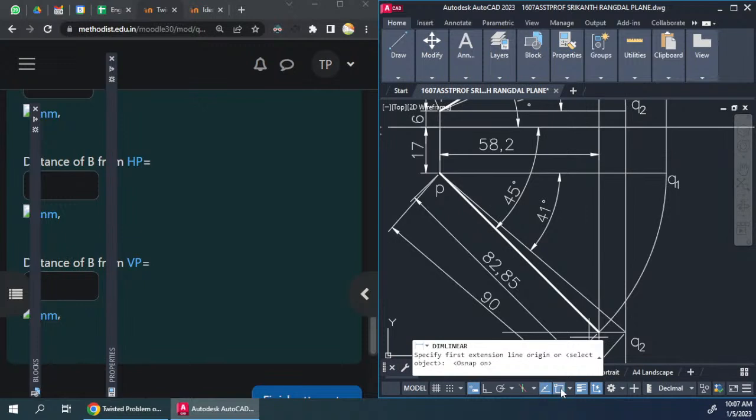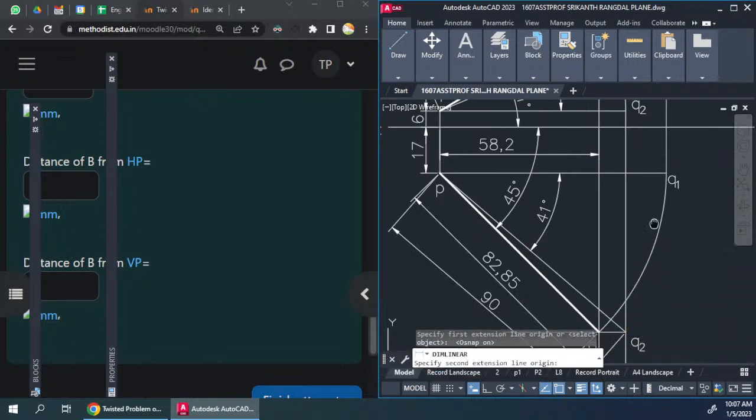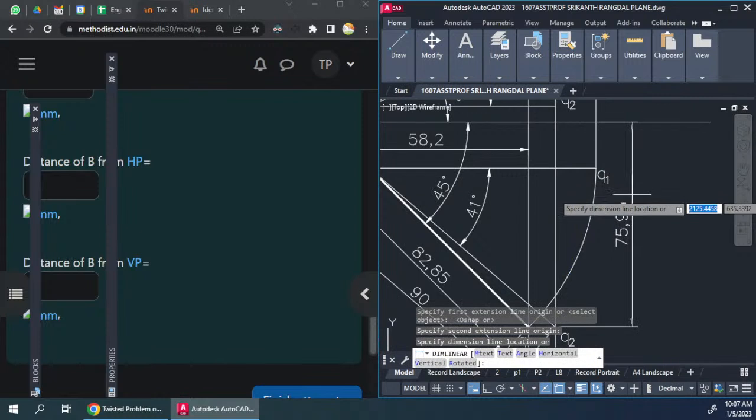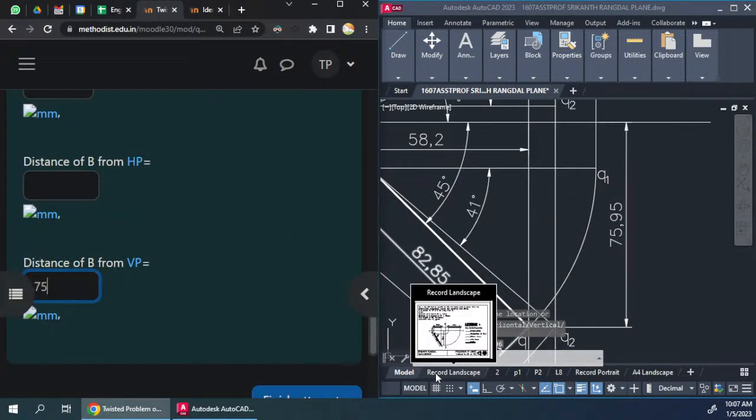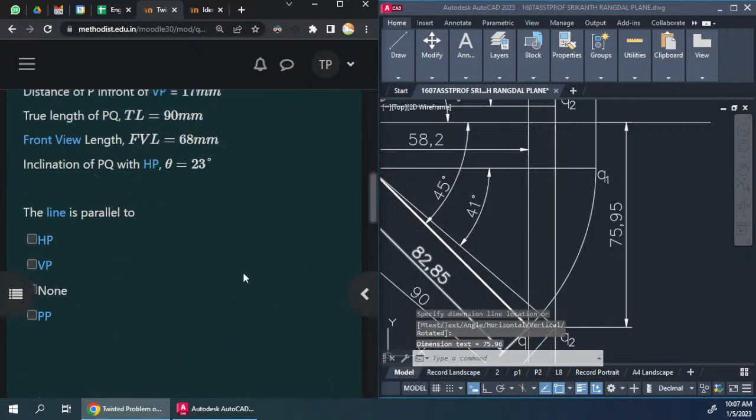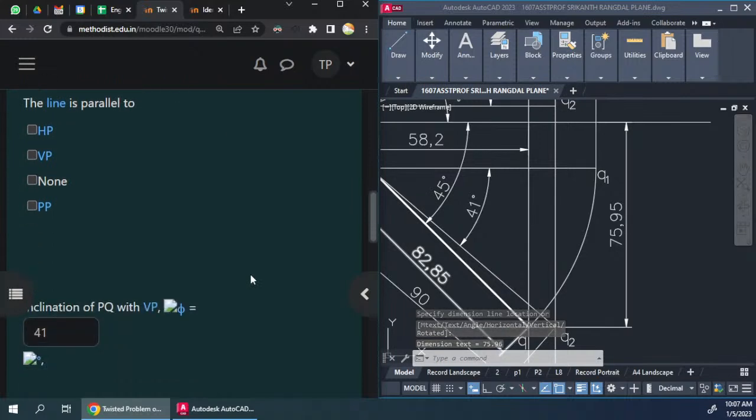Okay, so we'll again need OSNAP option to be on. Let's take this. This is the distance of B from VP, 75.95. So you can see that we have fed all the answers except for this one. The line is parallel to.